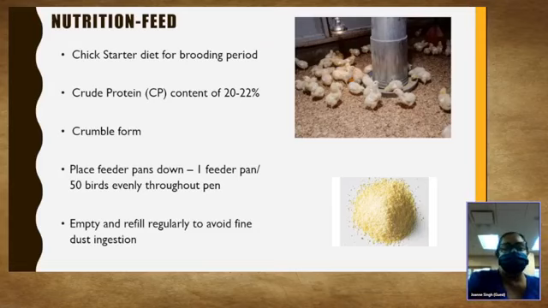For your brooding period, you start with chick starter, and that chick starter must have a crude protein content of between 20 to 22%. You will see it on your label, or whoever you're purchasing from, you make sure that that is one of the requirements on the percentages on the ingredients label, right? And the feed must be in a crumble form because these are baby chicks and they can't eat large pellets. So you have to give them a feed that is conducive to their beak. Their mouth size is very tiny. Otherwise, they would not be able to consume enough and they would not be able to grow, right? So just bear all of these things in mind when you're getting your feed.